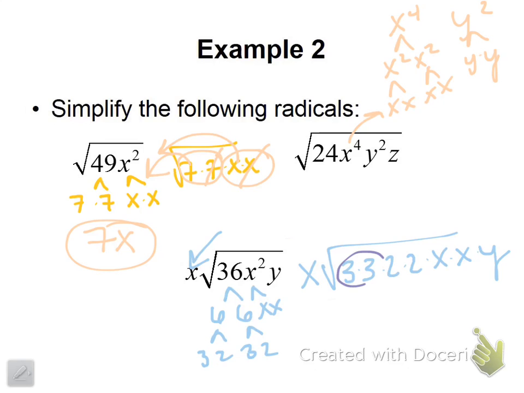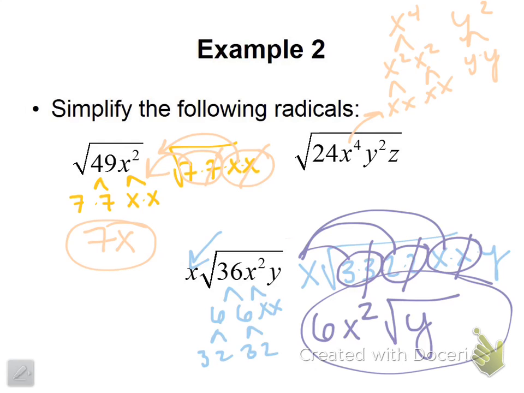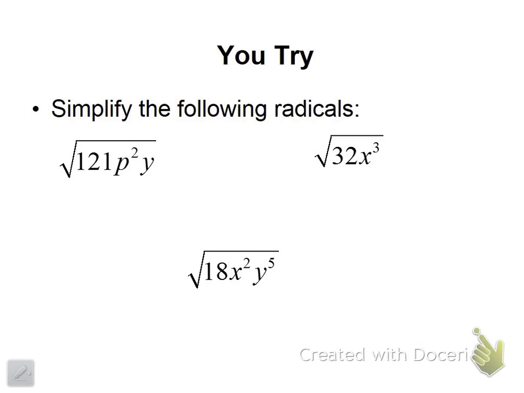Find our buddies, so buddies, buddies, buddies, 1 dies, 1 dies, 1 dies. So my 3 comes out, my 2 comes out, and my x comes out. So I got 3 times 2 is 6, and then x times x is x squared, and then the only thing left is my y. Okay, so this one I would recommend pausing the video and you trying it to see how well you do at it.